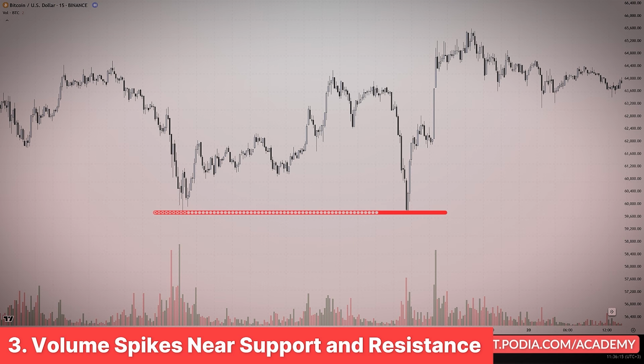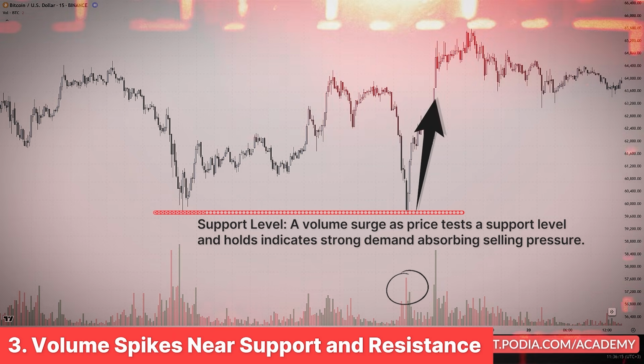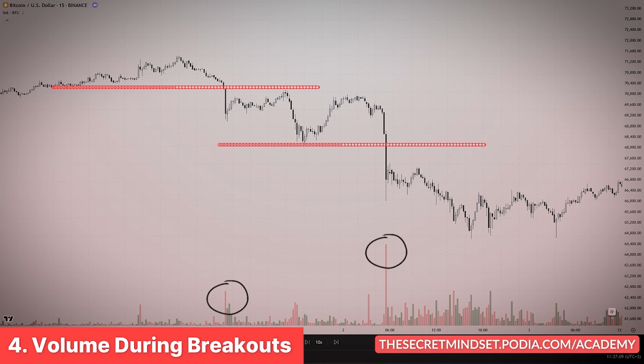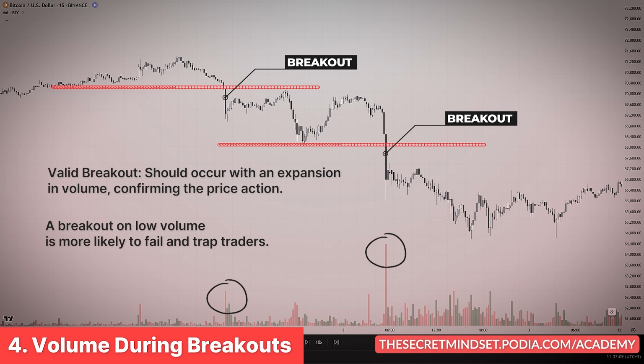Look for volume spikes near support and resistance. Major players often show their hand at key levels. If there's a volume surge as price tests a support level and holds, that's often a sign of strong demand absorbing the selling pressure. The support is likely to hold. Also, track volume during breakouts. A valid breakout, up or down, should occur with an expansion in volume. This confirms the price action. But a breakout on low volume is more likely to fail, trapping traders in the wrong direction.